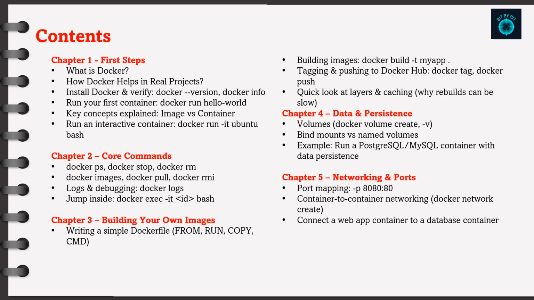inside containers. Chapter 3 covers building your own images using Dockerfiles, building and tagging them, pushing them to Docker Hub, and understanding caching and layers. Chapter 4 explains data persistence with volumes, the difference between bind mounts and named volumes, and running databases with persistent data. Finally, Chapter 5 introduces networking and ports, where you learn port mapping, container-to-container networking, and connecting a web app container to a database container.